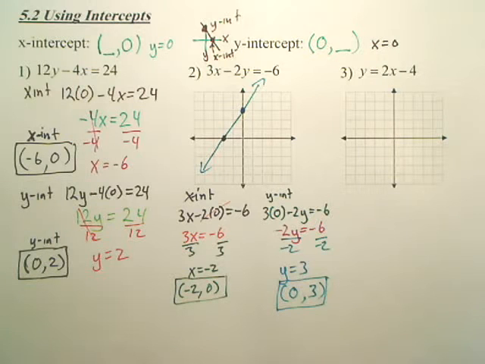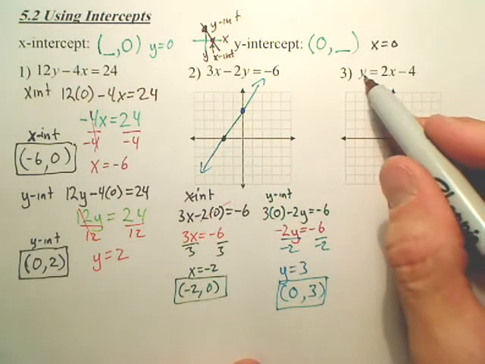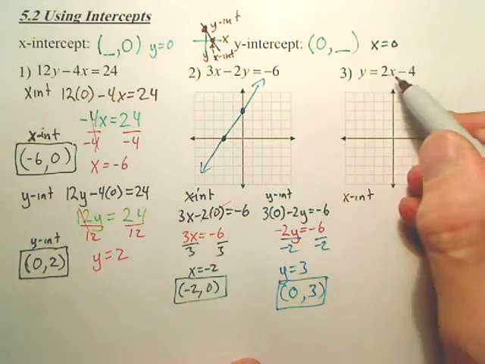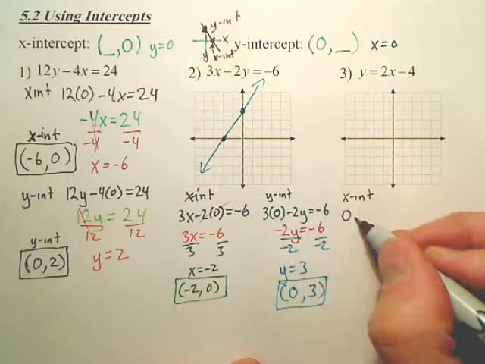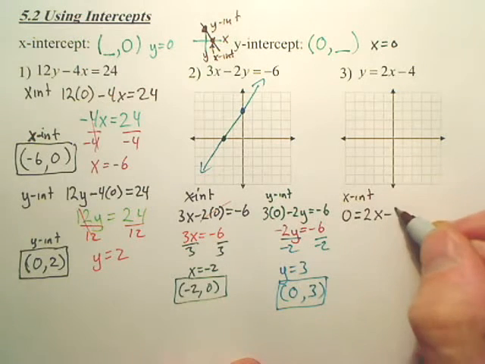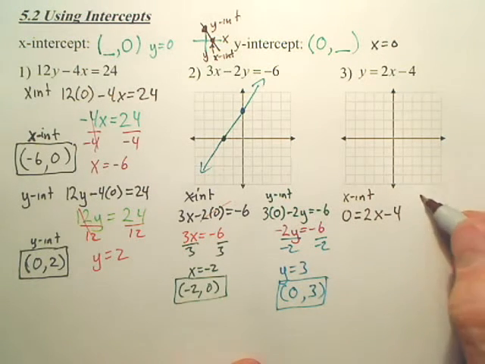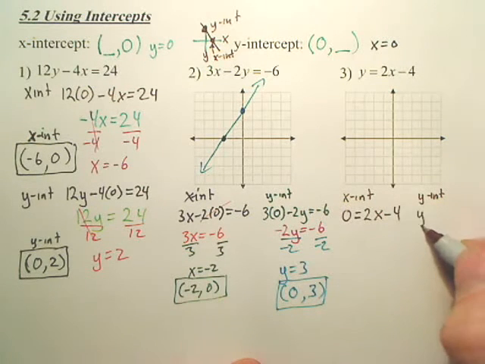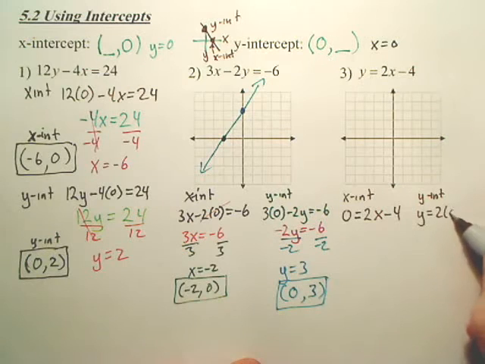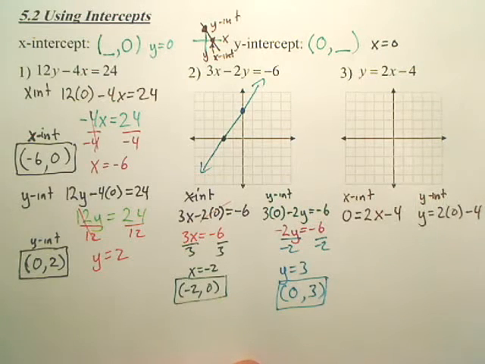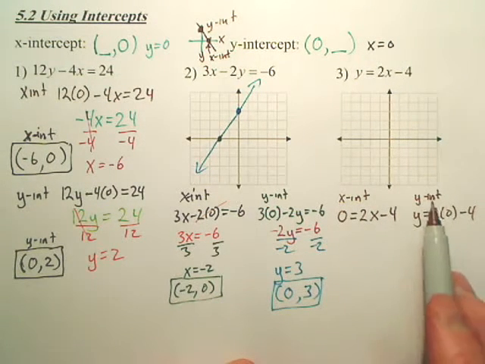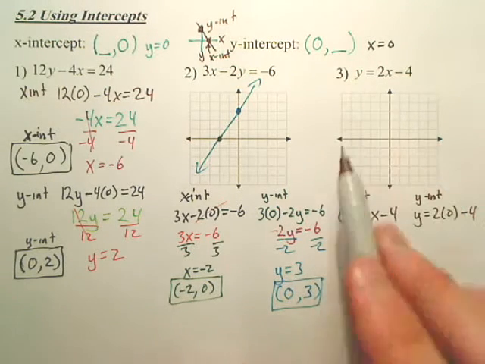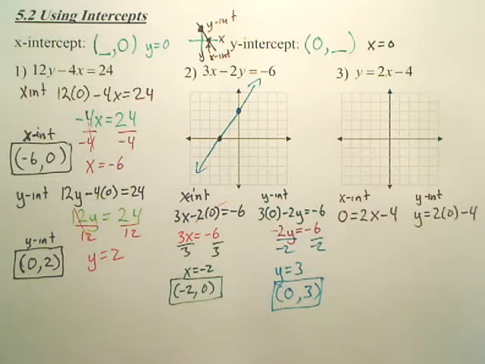The last one. If I want to find my x-intercept, I want x, so I'm going to plug 0 in for y. If I want my y-intercept, I want to plug in 0 for x. You have to be able to see the difference. The y-intercept, I want y. The x-intercept, I want x. I'm taking my equation, plugging 0 in the opposite piece.